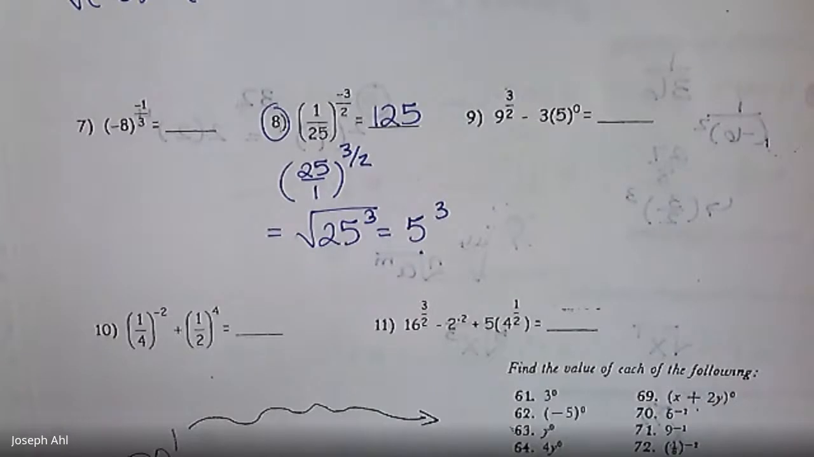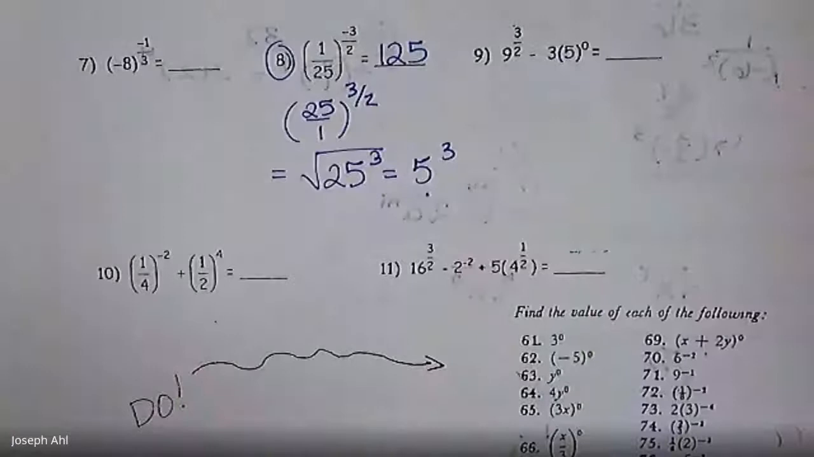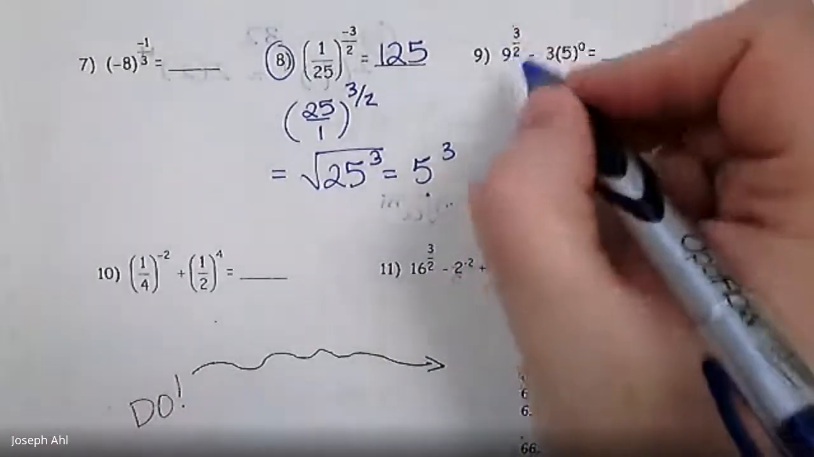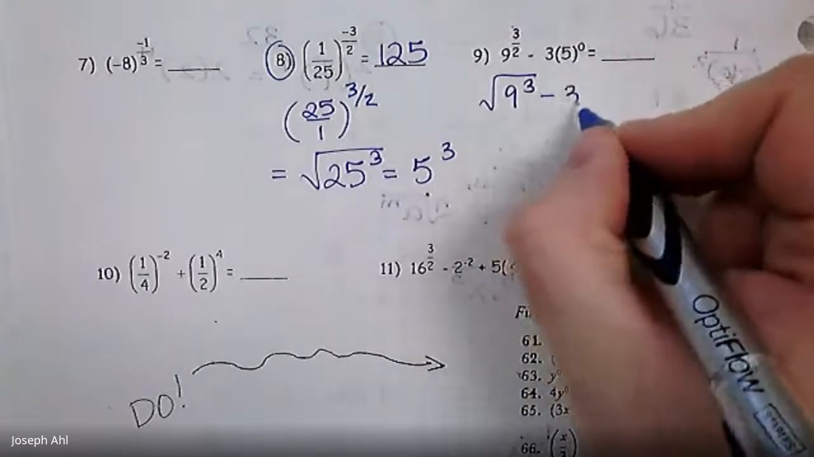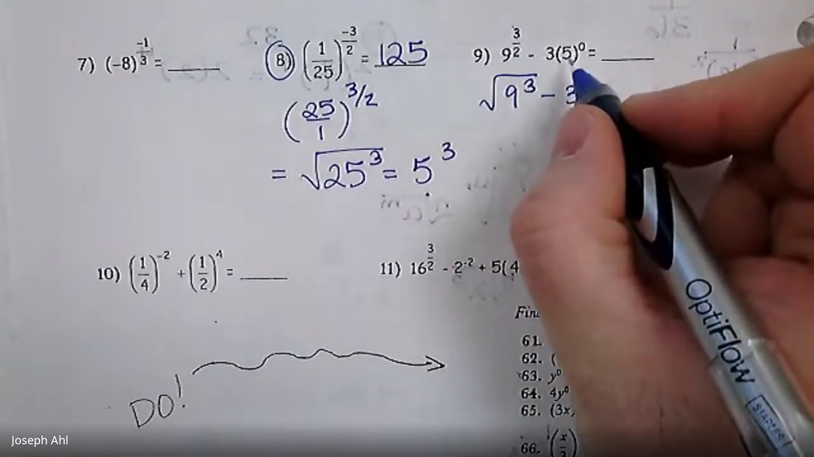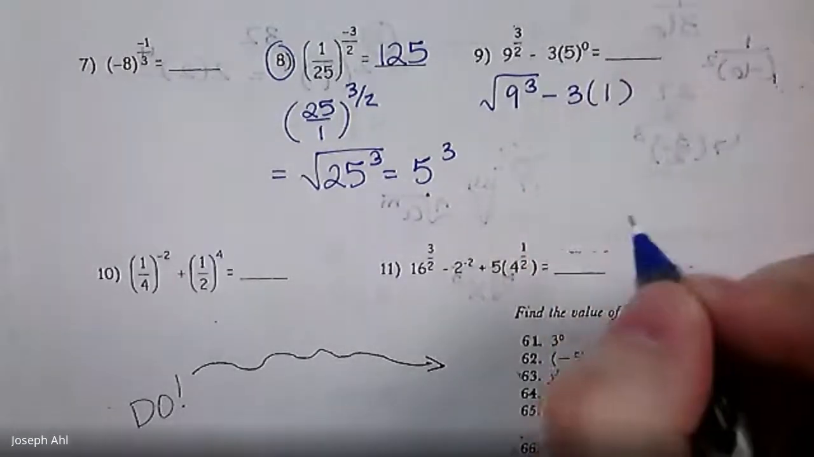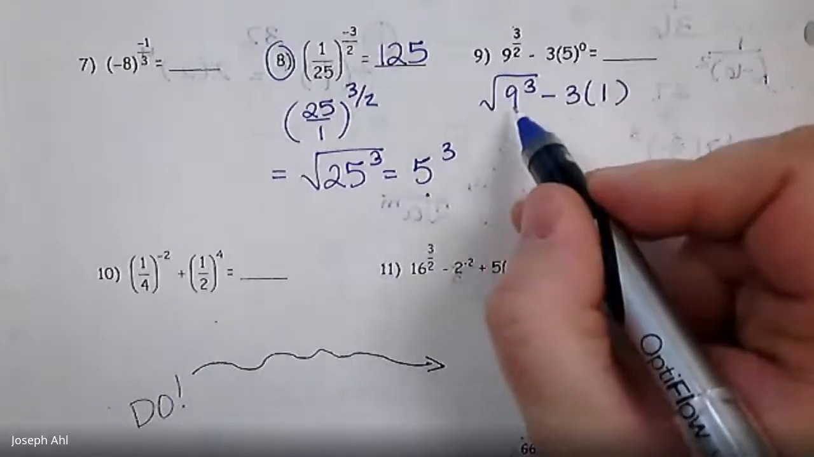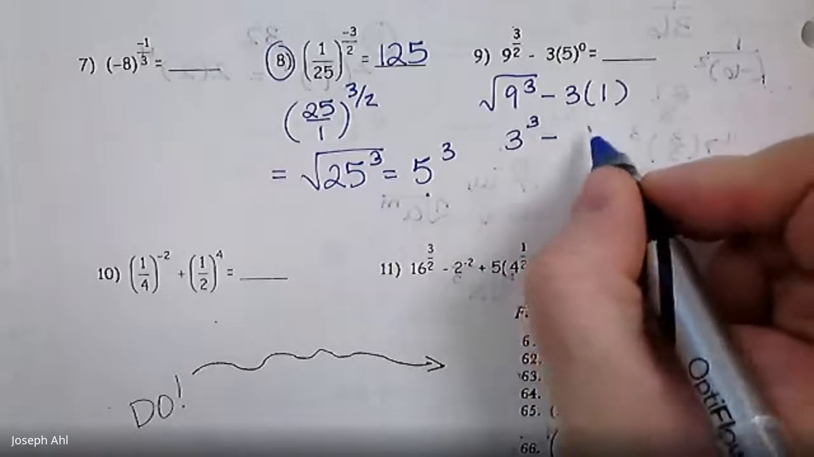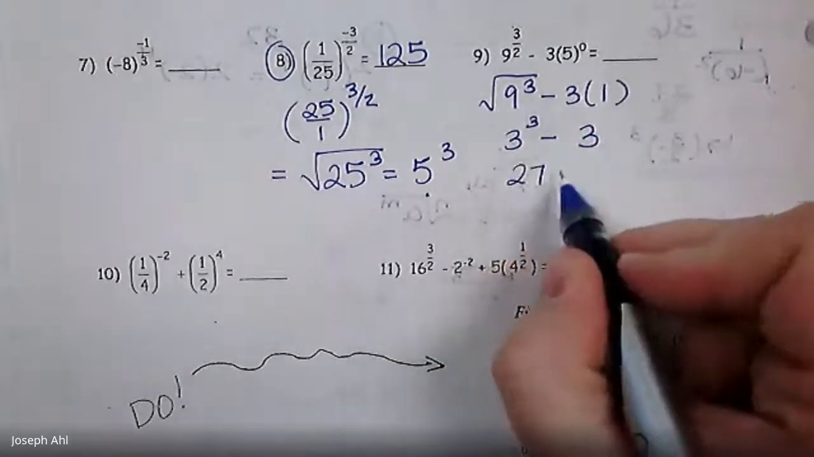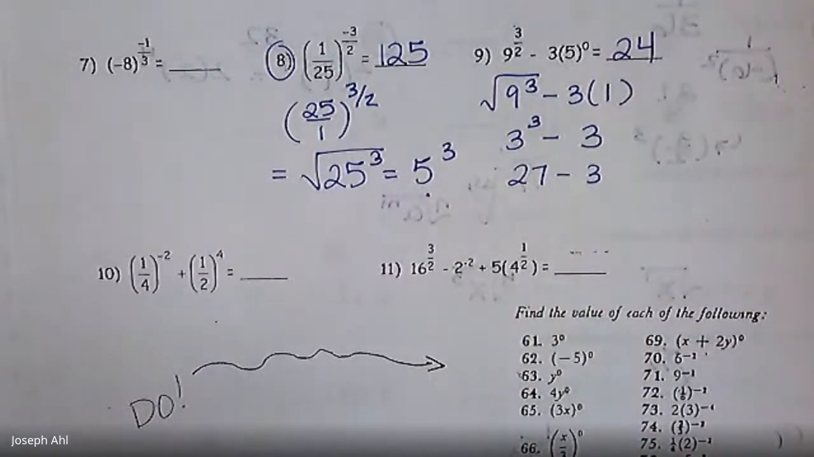And then towards the end, you'll see some combination problems here. So like 9 to the 3/2 minus 3 times 5 to the 0. Let's do this part first. It's going to be the square root of 9 cubed. And at the end, it's minus 3 times 5 to the 0. Make sure you do PEMDAS first. 5 to the 0 is 1. So that's going to get multiplied by this 3 eventually. What is the square root of 9? The square root of 9 is 3. So we get 3 cubed minus 3 times 1, which is 3. Well, 27 minus 3 is a final answer here of 24.